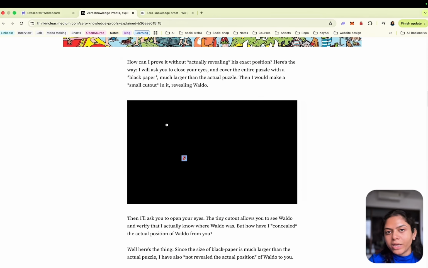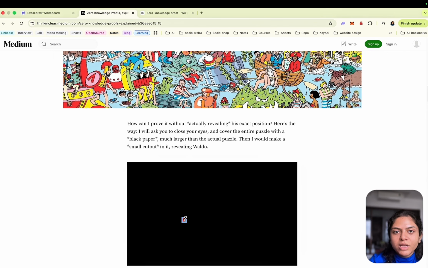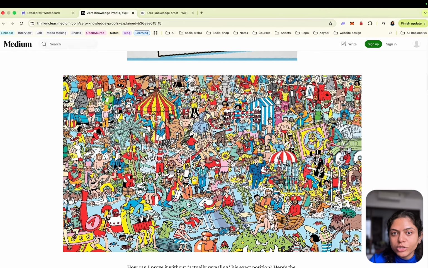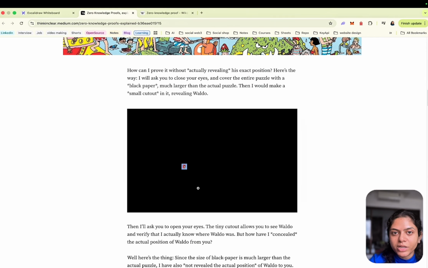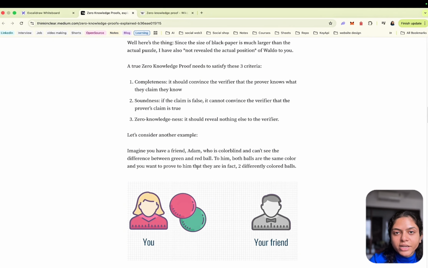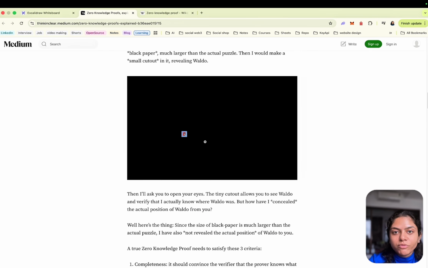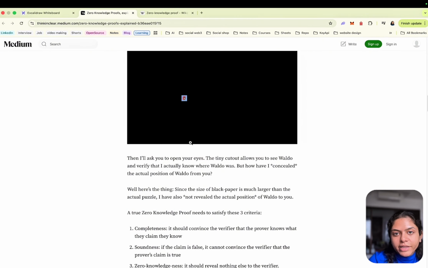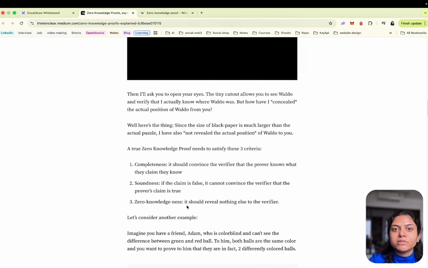I put a big black paper on it, with one square cut out, and I show you Waldo. Then you know, yes, I know where Waldo is. But you also don't know where Waldo is, because that paper is much bigger than the picture. You don't know where I put the painting and where Waldo's location is. So that way you understand what type of thing ZKP is. If I don't know, and the claim is false, then I can't convince the verifier that I know where Waldo is.